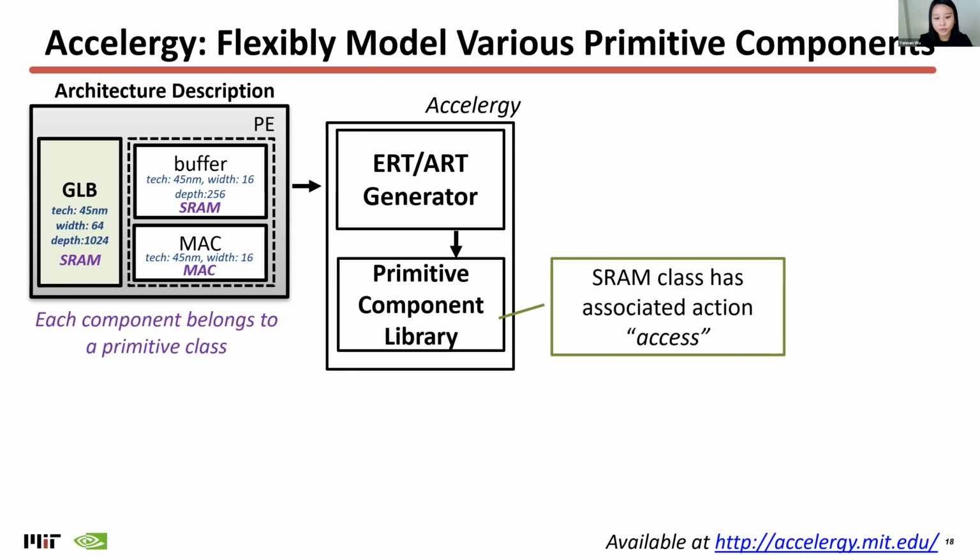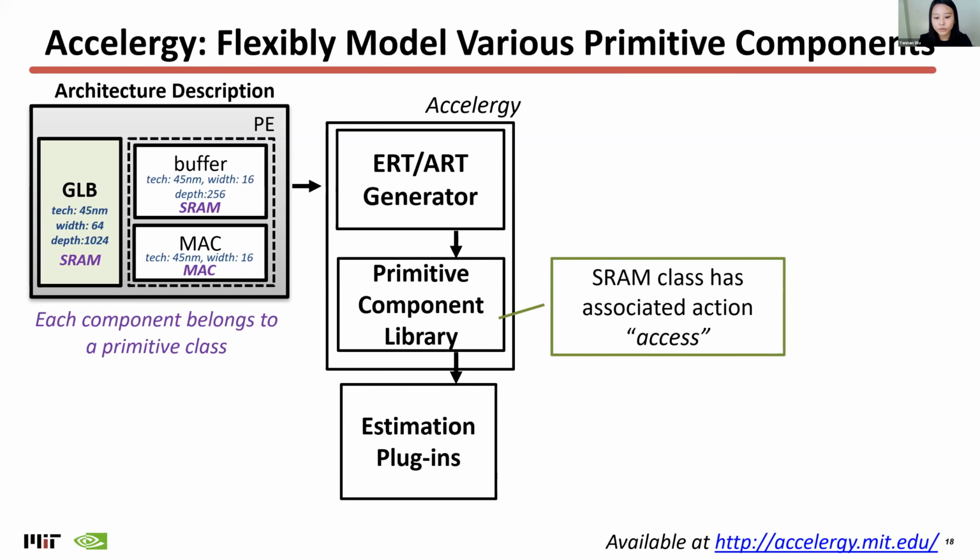So inside the primitive component library, Accelergy will realize that for SRAM class components, they have an action associated with them called access. Therefore, Accelergy will send a request to external energy estimation plugins asking for the energy consumption of this access action associated with the specific component it looks at.